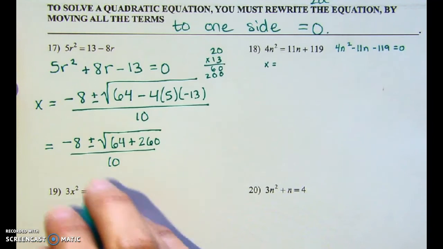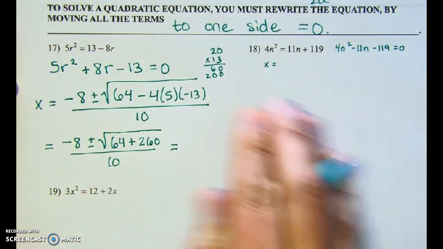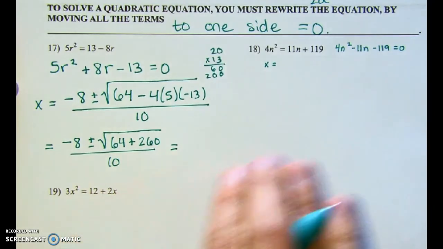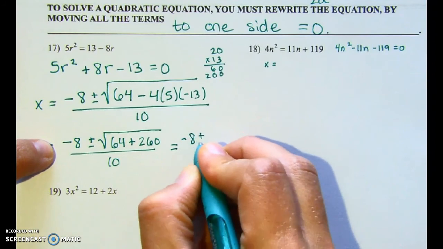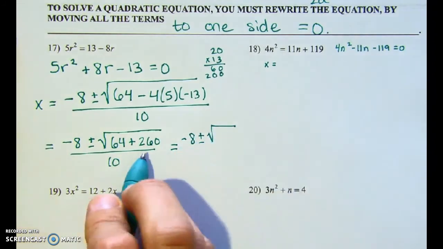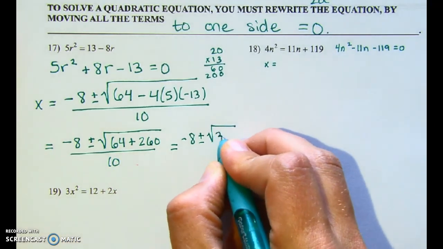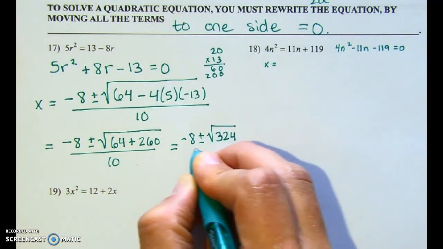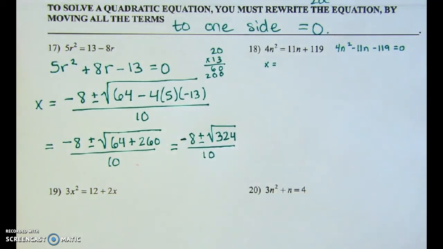All right, I'm going to move into this space. You try and save room for this somewhere else, okay? Negative 8 plus or minus the square root. Now we add 260 plus 64, 324, all over 10. The square root of 324 is a perfect square.